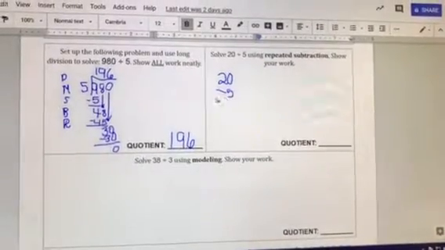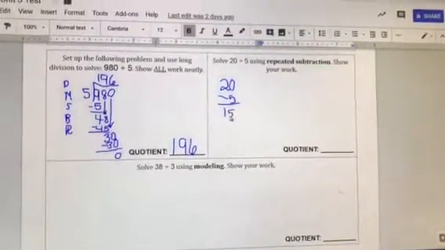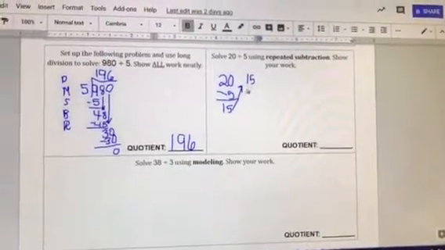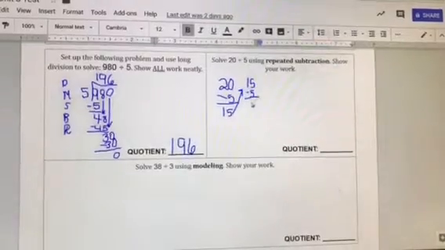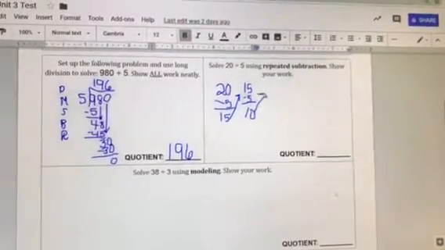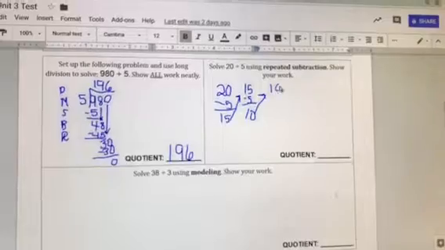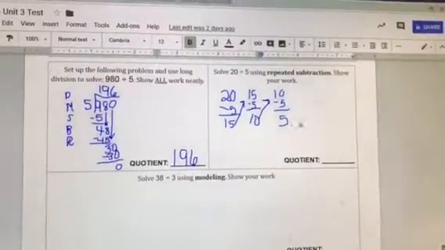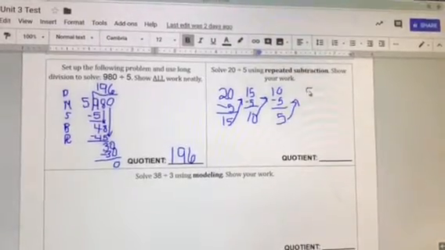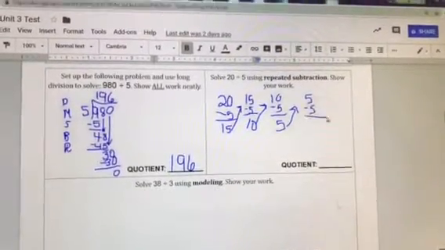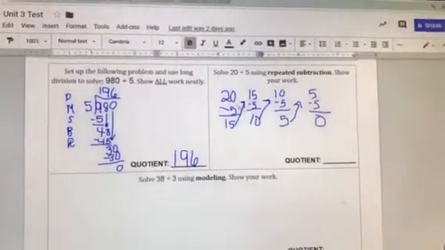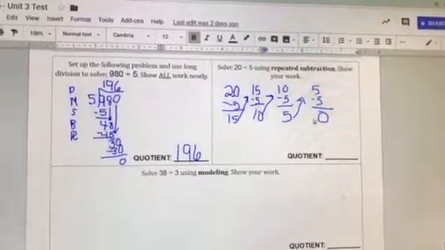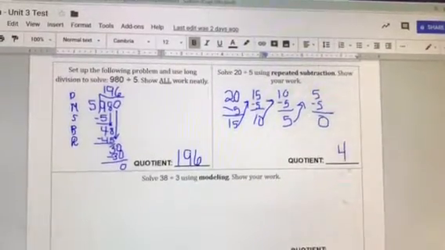Going to take 20 minus 5, which is 15. That is still not at 0, so we need to go and do another round of subtraction. 15 minus 5 is 10. Still not at 0, so we must do it again. 10 minus 5, it's getting us closer. Still not at 0, so we need to go again. And 5 minus 5 finally puts it at 0. When I count up, I see that I had to subtract 1, 2, 3, 4 times, so our quotient is 4.